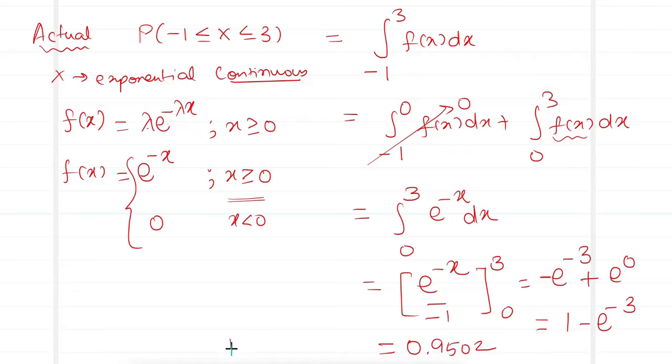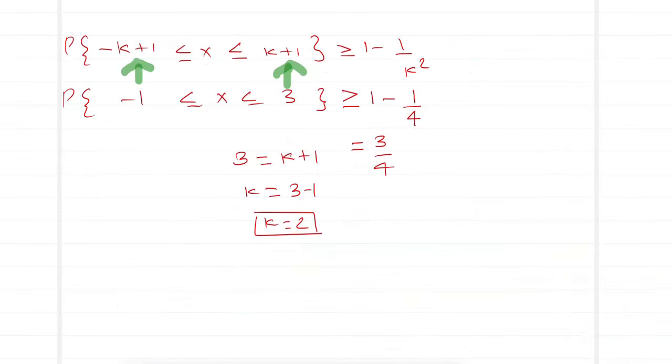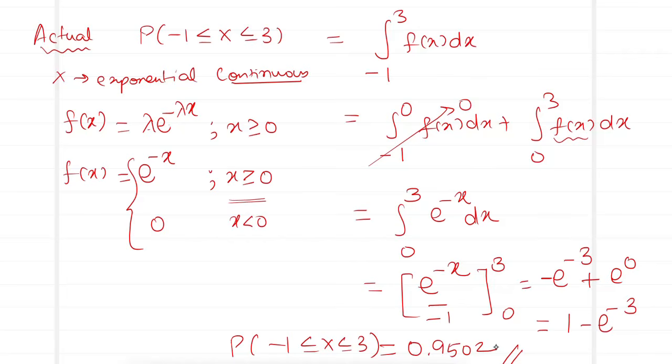The answer for which you will obtain is 0.9502. So probability of minus 1 less than or equal to x less than or equal to 3 using your actuals is 0.9502. And what was it using your Tchebychev's? The Tchebychev's gave you the answer as probability of minus 1 less than x less than 3 to be greater than or equal to 3 by 4. What is 3 by 4? 0.75. So for your Tchebychev, the answer is 0.75 and for the actuals, the answer is 0.9502, which is more or less in the same range and hence your answers tally with one another. Thank you.